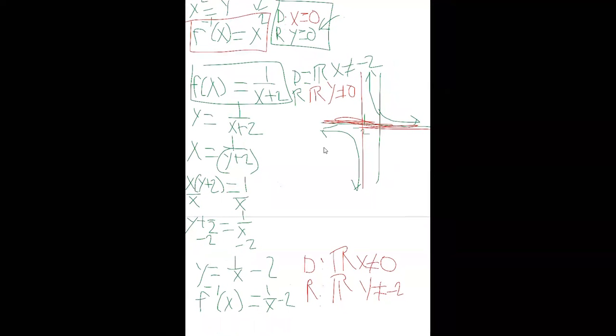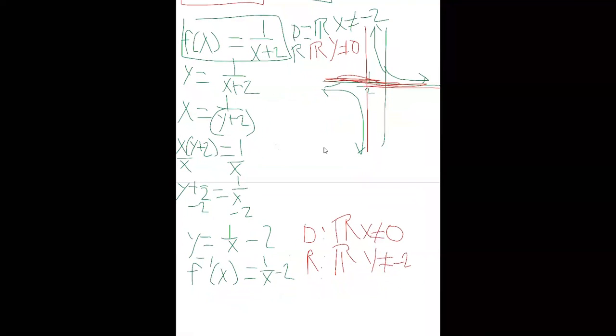But then we want to ask ourselves, are there any other restrictions from this new function we came up with? So we have 1 over x minus 2. Remember, with fractions, you can never have 0 on the bottom of a fraction. So we can't plug 0 into this new function because 1 over 0 would be a problem. So we already have that in our restrictions: x can't equal 0. But if that was something we didn't have already, we would need to add it to our new function.